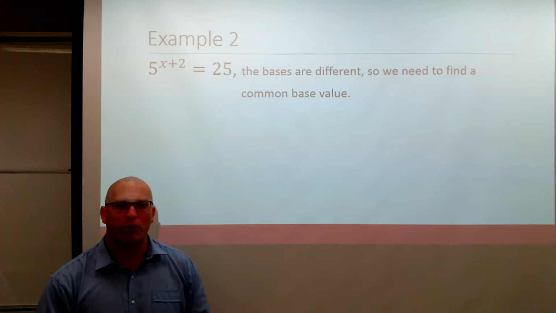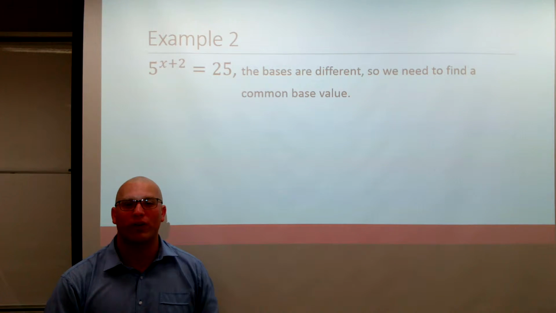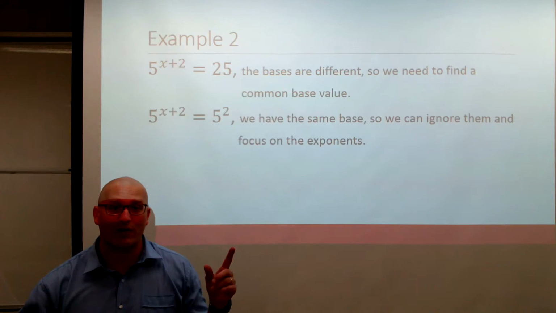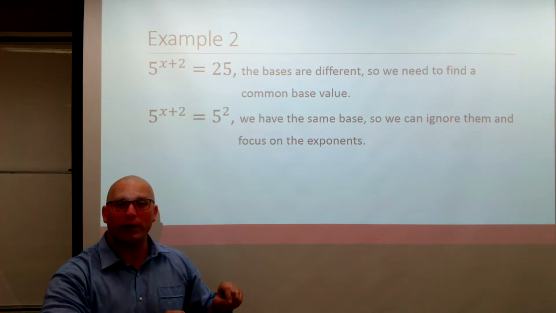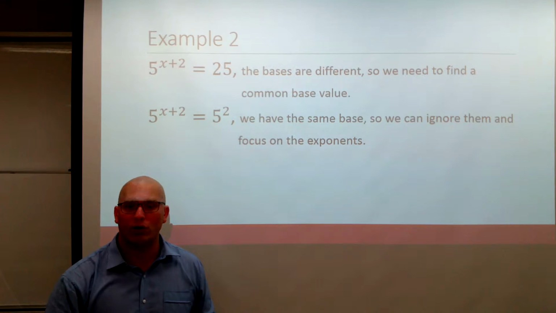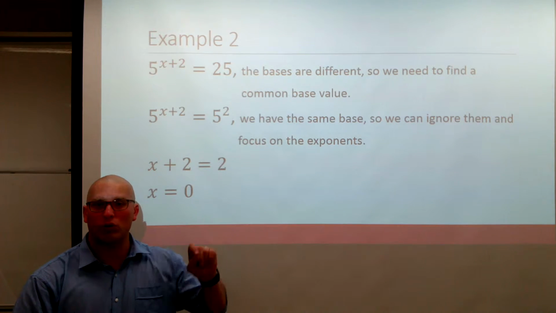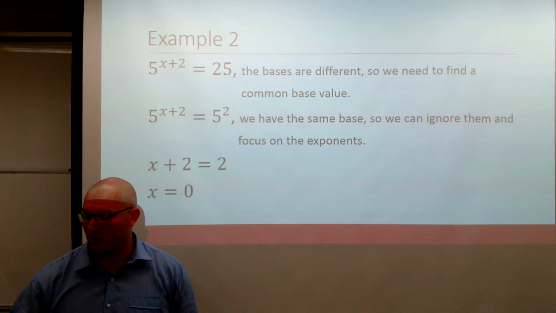Here we have the example of 5 raised to the power of x plus 2 is equal to 25. We need to find a common base, which in this case, 25, is simply 5 squared. So again, we have a common base of 5, they can be ignored, and we just look at our exponents. X plus 2 is equal to 2, or in this case, x must be equal to 0.